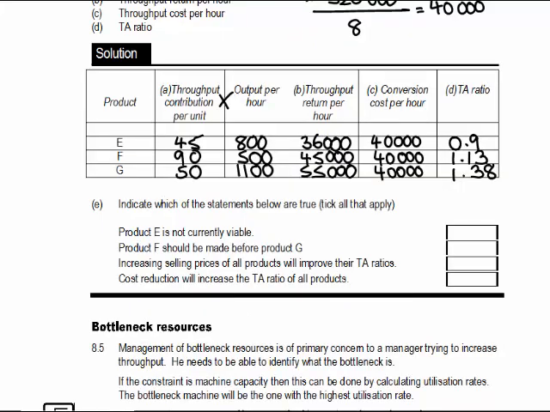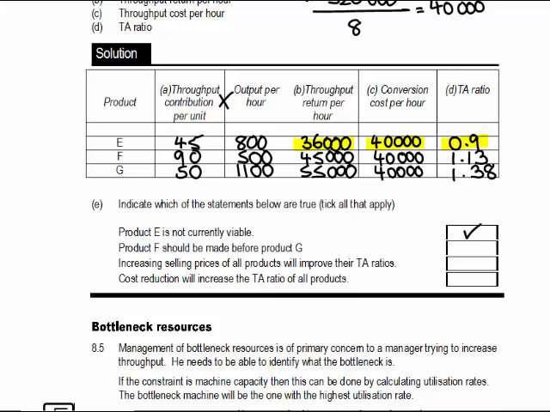In part E, we've got to think about each of these statements and tick all that apply. So let's look at the first one. Product E is not currently viable. Well, product E has got a TA ratio of 0.9. Now that means that for every hour it's costing $40,000, but the return is only $36,000. That doesn't make good business sense, and the TA ratio is less than 1, and that demonstrates that actually it isn't viable.